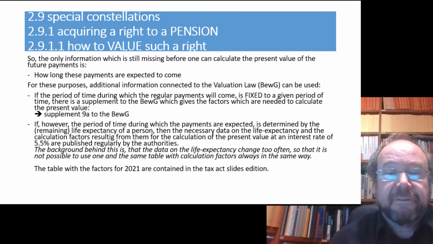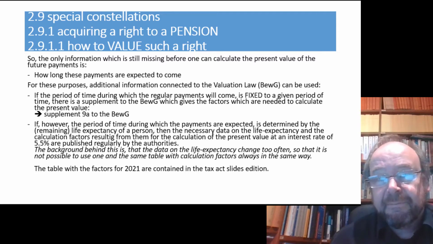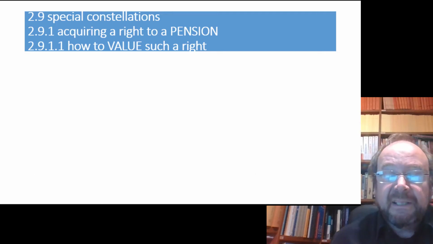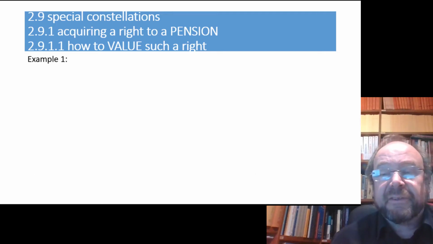Naturally, when you have to do in practice such a calculation, let's say in the year of 2030, you will just have to look for the actual and current table of life expectancies and calculating factors for that year. That will not be so difficult. So we can work now and in the future with these tables. Good. Let's try to understand how things work.